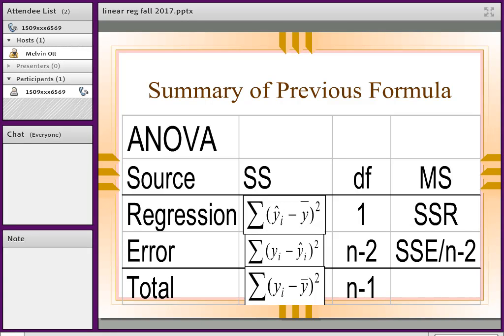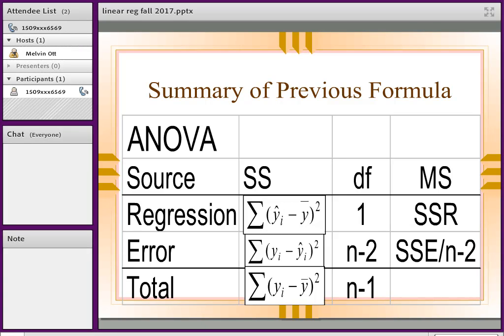Now, a little more information here. There's a column for what's called degrees of freedom. And the total degrees of freedom is always the number of pairs of points that I have, n, minus 1. And my degrees of freedom for regression is 1. And so these are also additive. So n minus 1 is equal to 1 plus n minus 2. So that's what goes here.